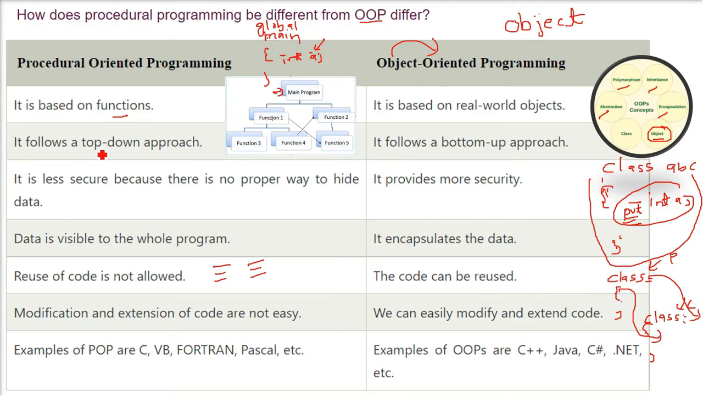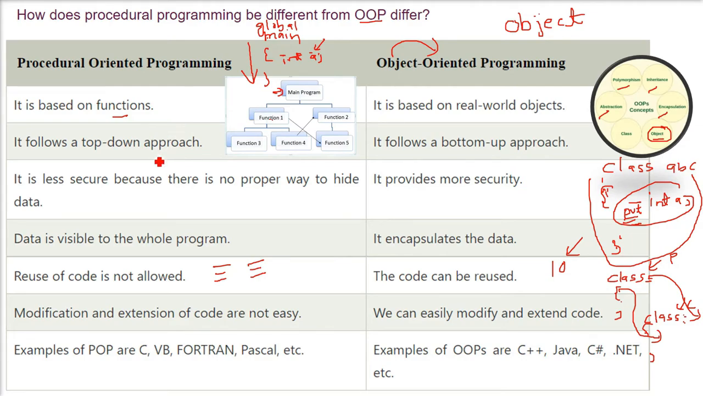In procedural, modification and extension of code is not that easy, because you have to go to different functions, see where the function is being called, and then do the modification. In object-oriented, because you have different classes and everything is bound, you have a very clear-cut structure. Now you can easily modify and extend the code. If you have 10 classes, you know which class you are going to go to, and you can extend the code there.